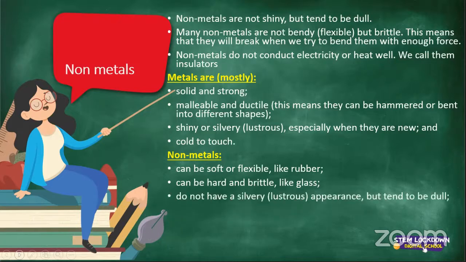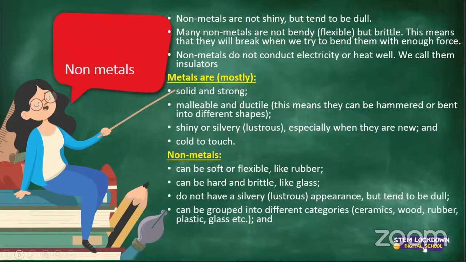Non-metals do not have a silvery appearance. They do not have luster and tend to be dull. Non-metals can be grouped into different categories, and you need to learn these categories: ceramics, wood, rubber, plastic, and glass.